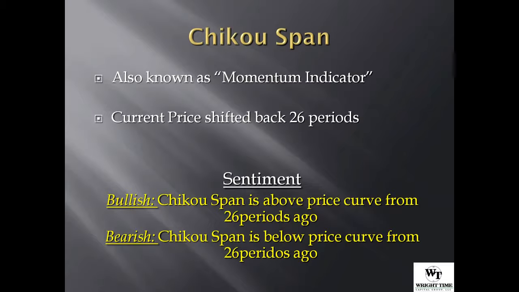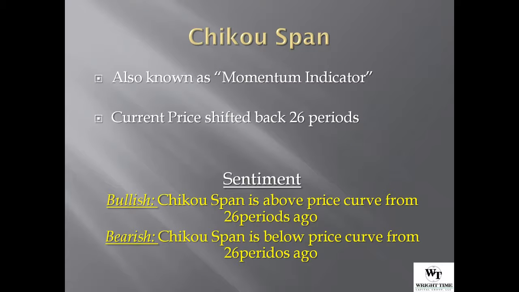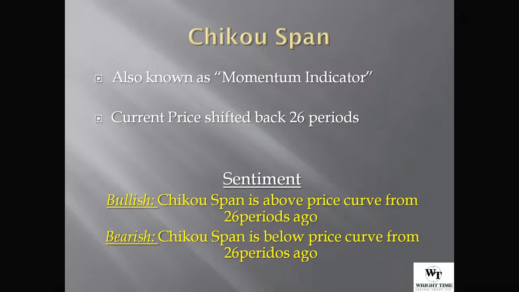The Chikou Span, I don't use this. You would not see it plotted on my chart. I really don't find a use for it, but it's known as the momentum indicator, and that's current price shifted back 26 periods. The way you read it is the sentiment is bullish if the Chikou Span is above the price curve from 26 periods ago, and the sentiment is bearish if the Chikou Span is below the price curve from 26 periods ago. All right.